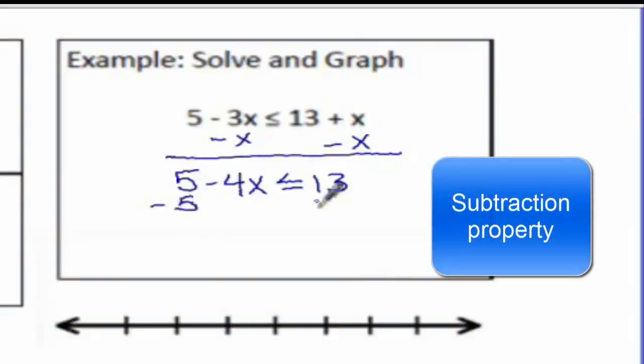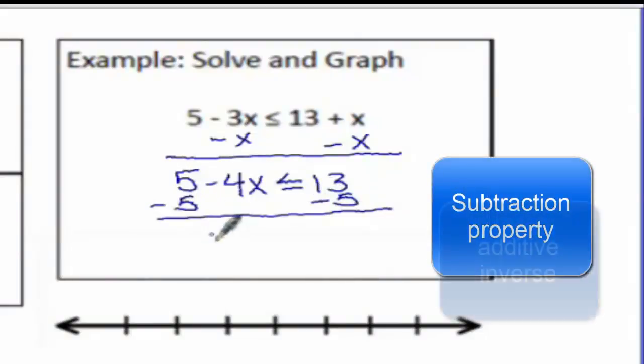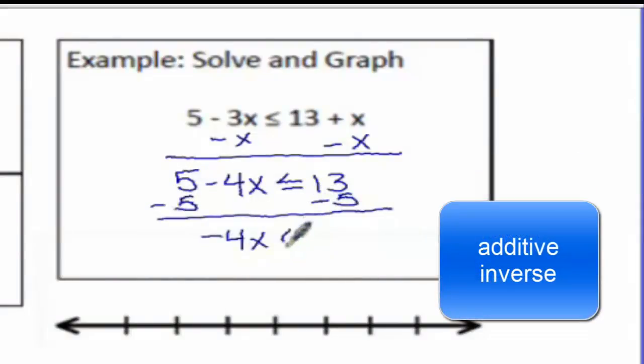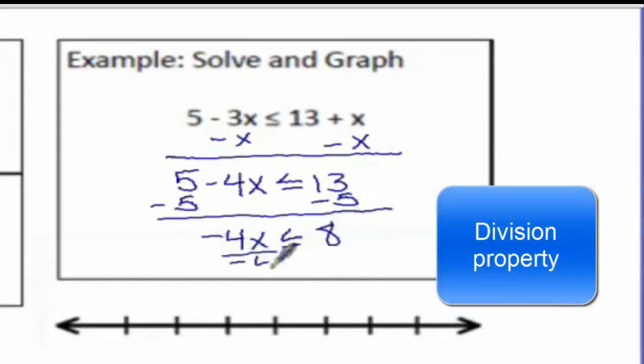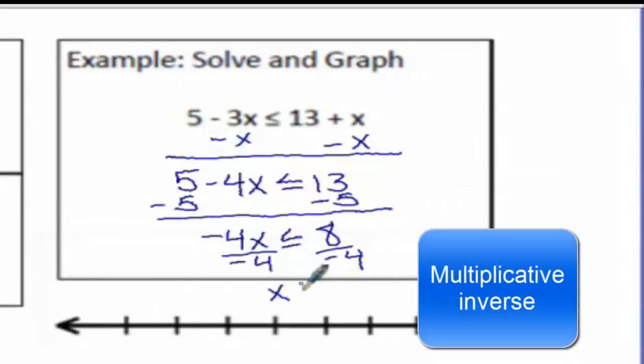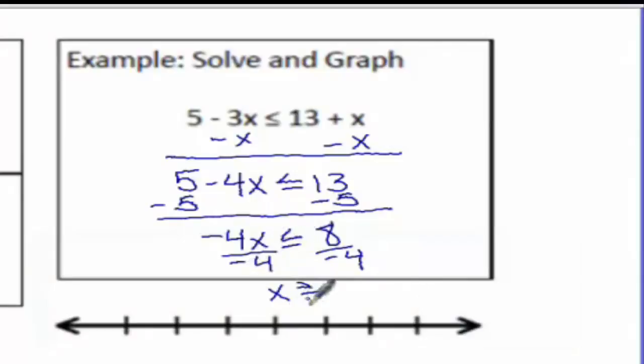And then I'm going to subtract 5 from both sides. So now I have negative 4x is less than or equal to 13 minus 5, which is 8. Last step is going to be to divide by negative 4. That means that x is greater than or equal to, because I have the big but here, I divided by a negative, so I have to flip it over. 8 divided by negative 4 is negative 2.